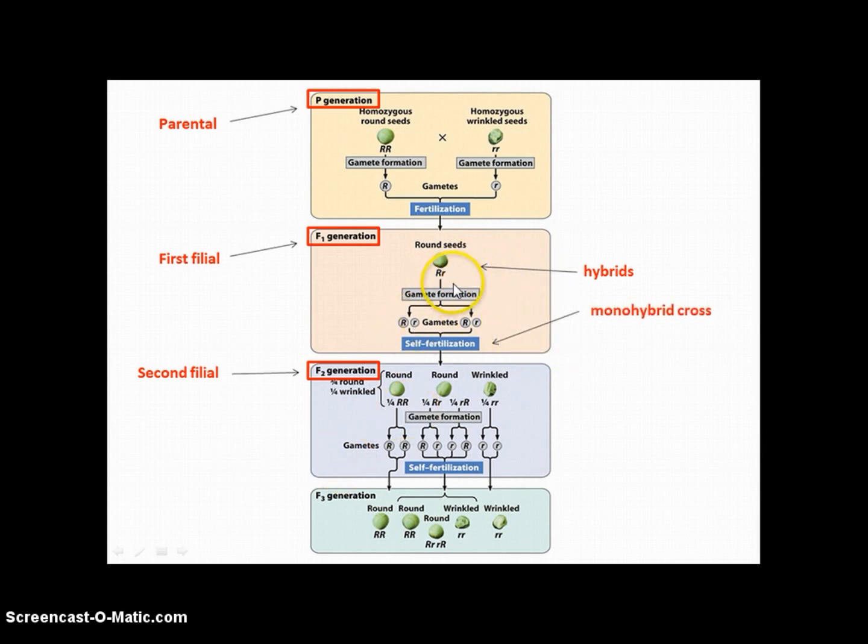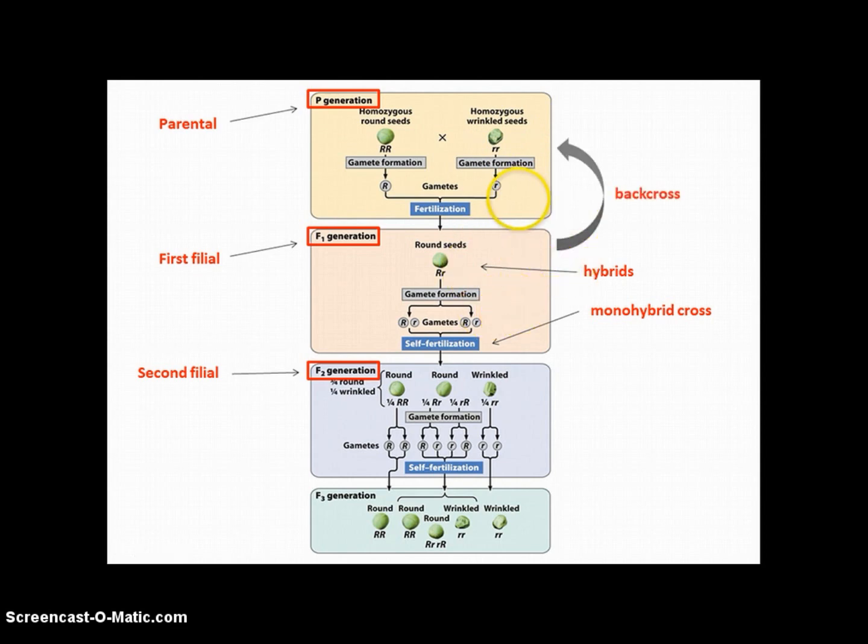When you cross the F1, if they are both hybrid individuals, this is a monohybrid cross. This is a cross between individuals that are heterozygous at a single gene or locus, which is where the mono comes in. Dihybrid cross, if you recall, occurs when you are crossing two individuals who are heterozygous for two loci. So here we have round versus wrinkled, and you could have round and yellow versus wrinkled and green, for example.